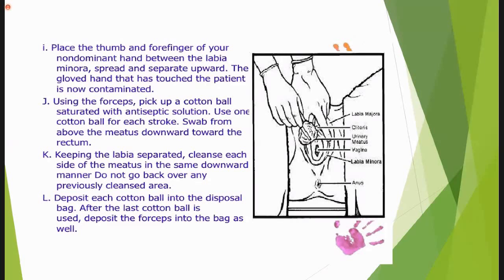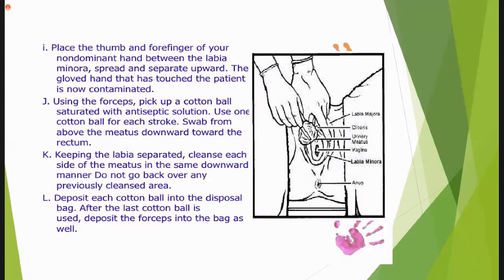That is clear? Downward toward the rectum. You have to clean the surface area towards the rectum. Keeping the labia separate, cleanse each side of the meatus in the same downward manner. Don't go back over any previously cleansed area. If you clean the surface area, don't go back.